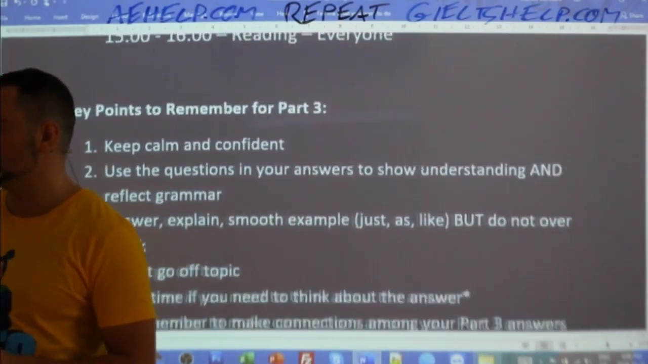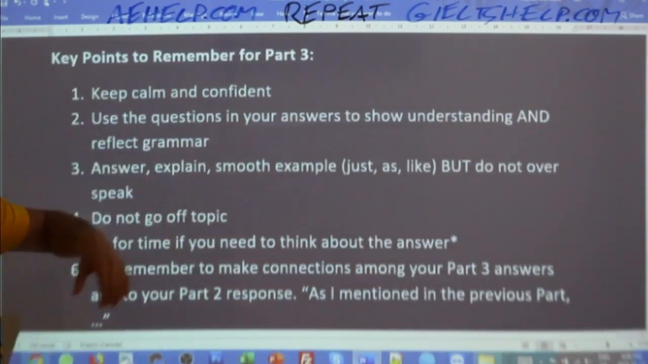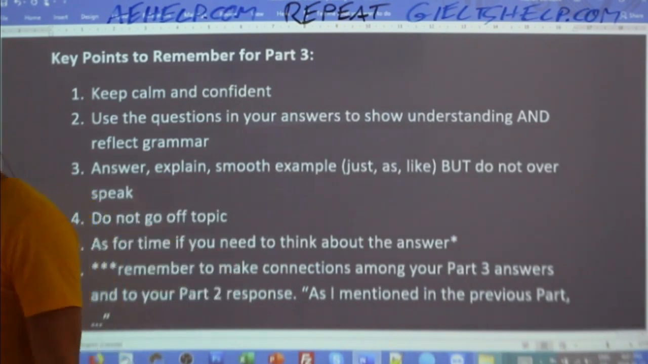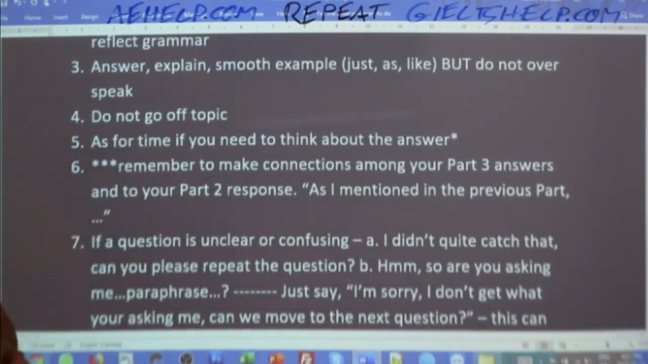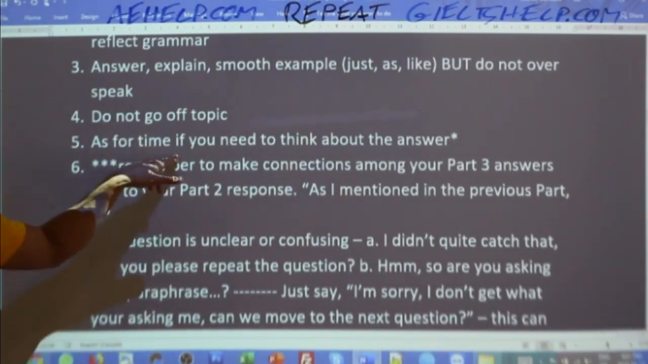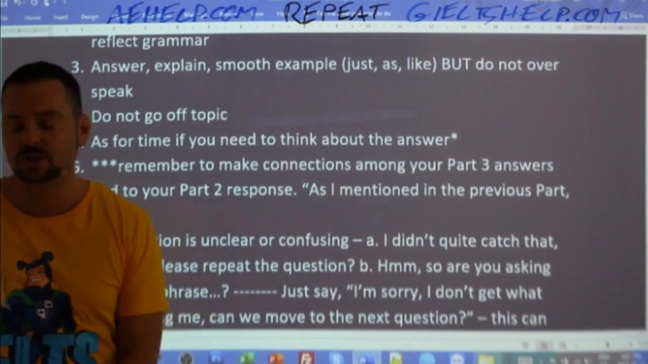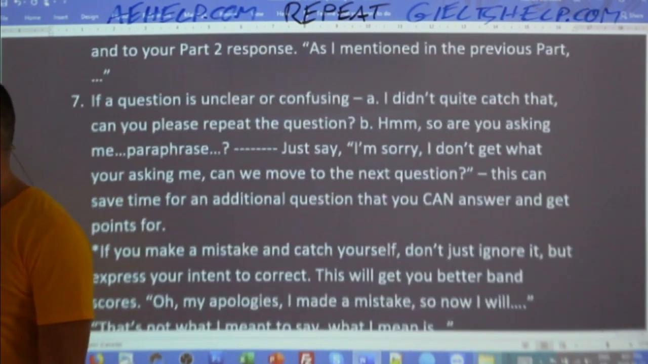Again, remember these points for part 3. Keep calm, stay confident. Use the questions in your answer. Answer, explain with a smooth example. Don't go off topic. Very important. If you need time to think about answers, ask for time. Okay? Connect your answers to part 2 and other questions in part 3.